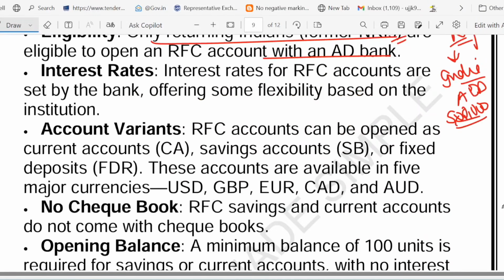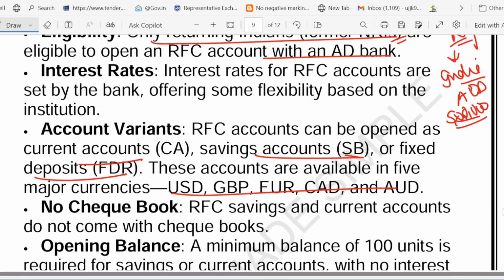Interest, yes, interest is received, as you can see. Interest rates are set by the bank. They offer some flexibility. Account type, I already told you, it can either be a savings account, current account, or FDR. And 5 major currencies are available. What are the 5 major currencies? Dollar, GBP, Euro, Canadian dollar and Australian dollar.